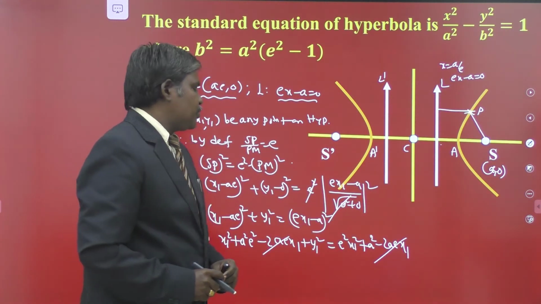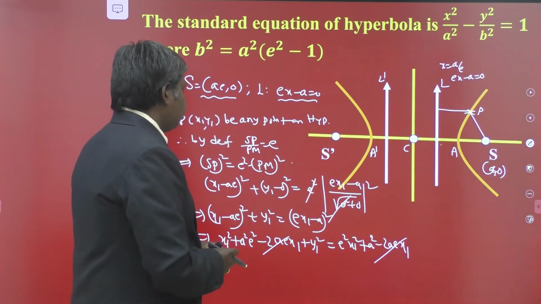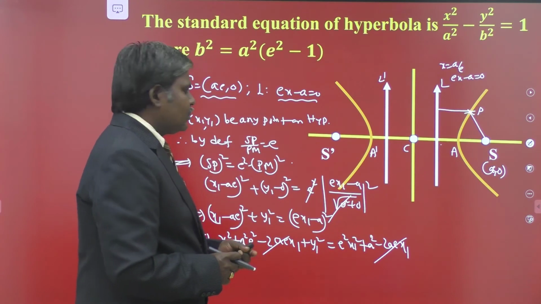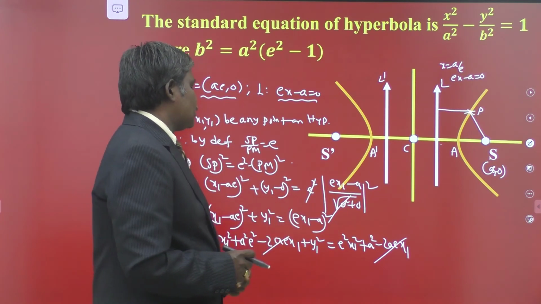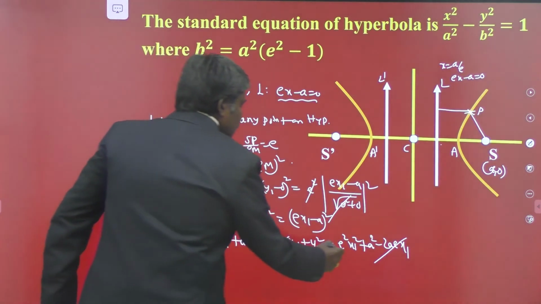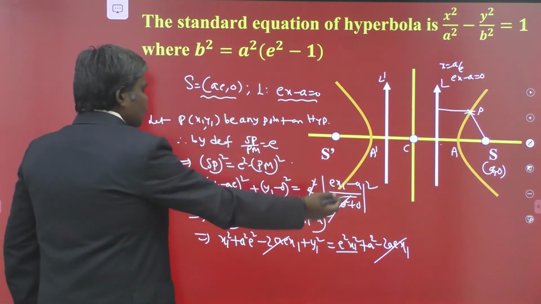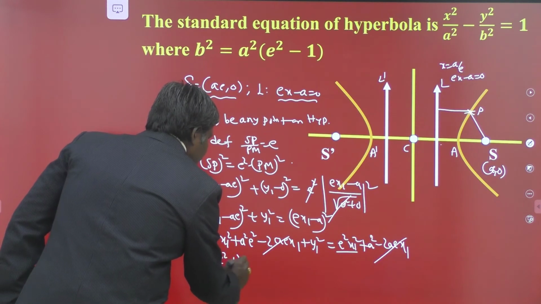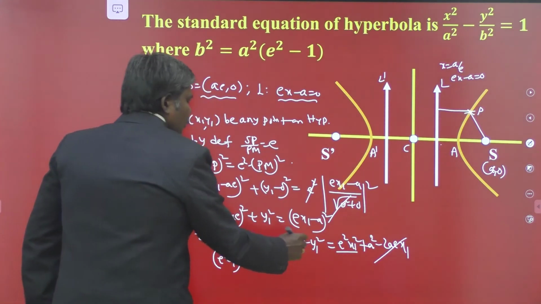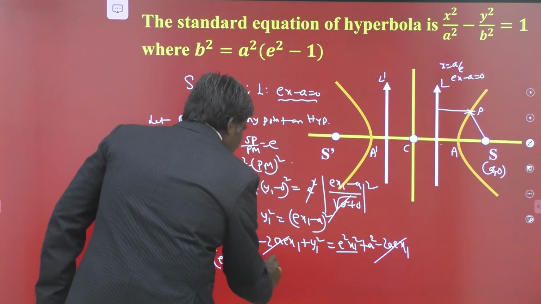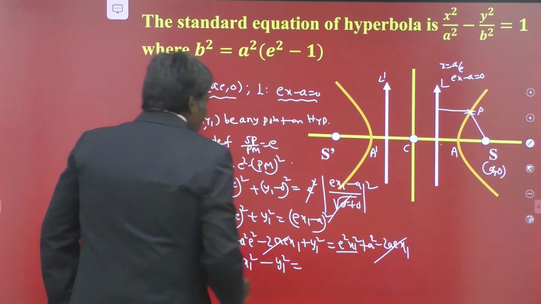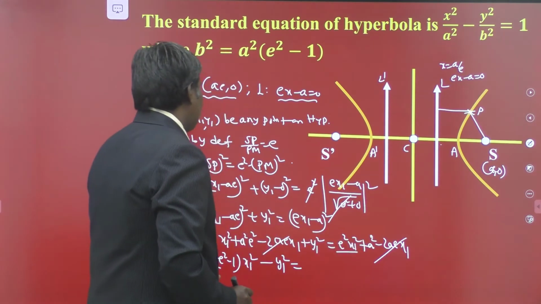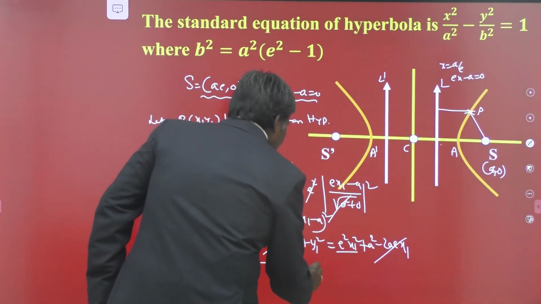This is the equation, that is the condition. Now all of you know that e is greater than 1, so you write e square minus 1 as common. Here is e square x1 square. Take that x1 square to the right side, we get e square minus 1 times x1 square. Take that y1 square to the right side, we get minus y1 square is equal to a square e square. Take that a square to the left side, we have a square into e square minus 1.